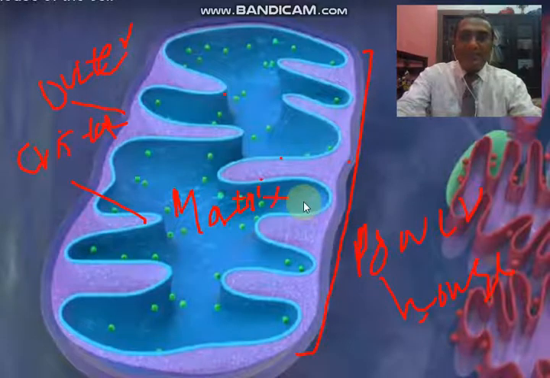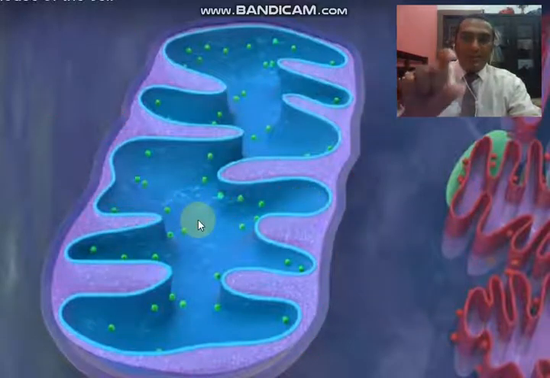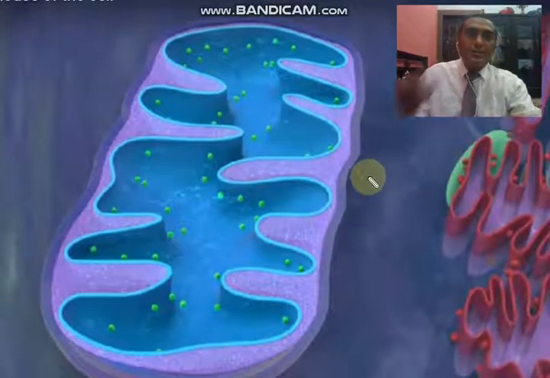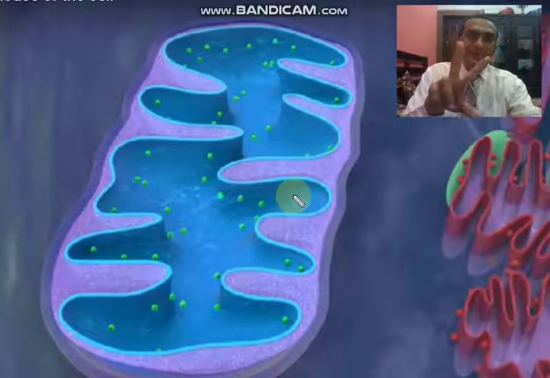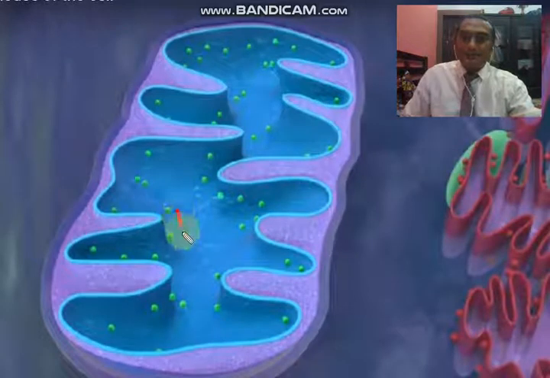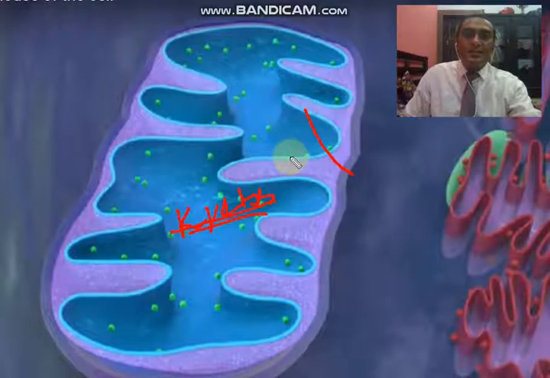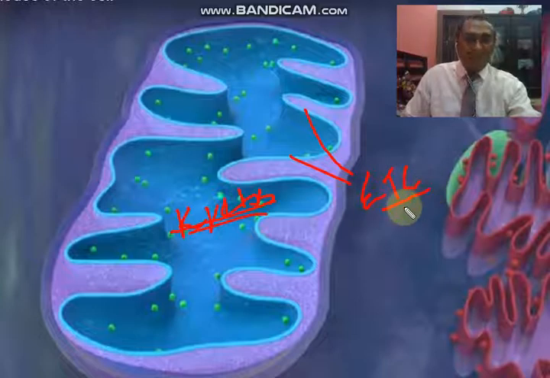Inside the mitochondria, this structure you can see here. Inside the mitochondria, two processes occur. One is the Krebs cycle. At this place, the Krebs cycle occurs. While at these positions, this is known as the ETC process occurring point.